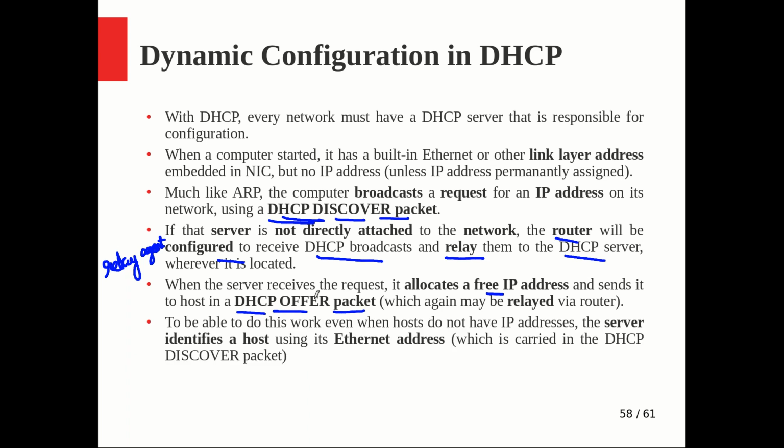To be able to do this work even when the host does not have an IP address, the server identifies a host using the Ethernet address. So the reply is communicated back with the Ethernet address of the particular machine that asked, from where the DHCP request is coming. Normally that Ethernet address of the other party will be known from the DHCP discover packet itself.